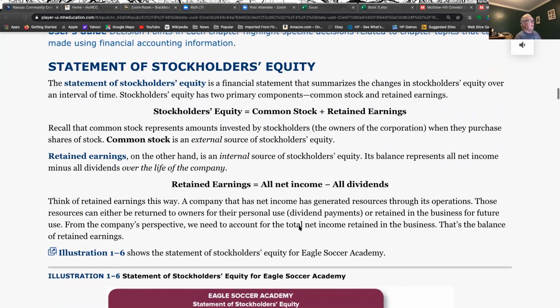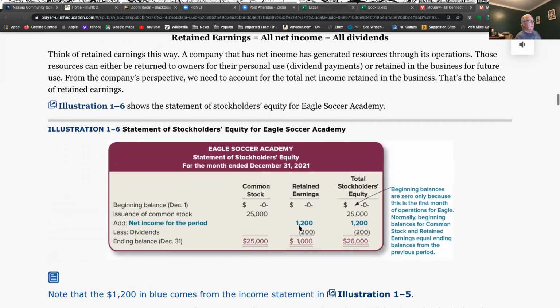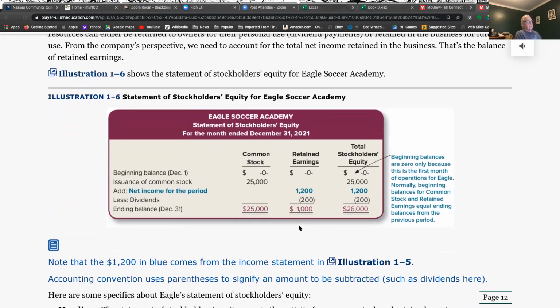Right, now, statement of stockholders' equity. For us, in our class, all semester, stockholders' equity will be composed of these 2 parts, common stock and retained earnings. Common stock representing what the stockholders gave us to buy their stock, and retained earnings, how much profit the company, not did they just make, but how much do they keep? Because we know what they made. We just saw that they made $1,200.